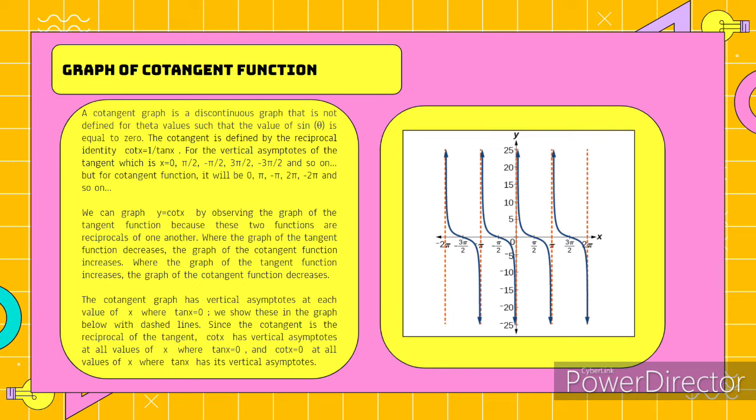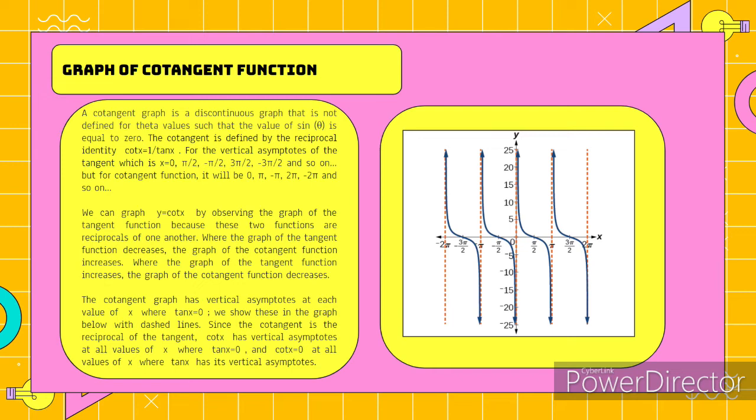The values of the cosine term is equal to 0. The cotangent is defined as the reciprocal, cotangent x is equal to 1 over tangent x, with the vertical asymptotes of the tangent x is equal to pi over 2, negative pi over 2, 3 pi over 2, negative 3 pi over 2, and so on. But for cotangent functions, it will be 0, pi, negative pi, 2 pi, and negative 2 pi, and so on.